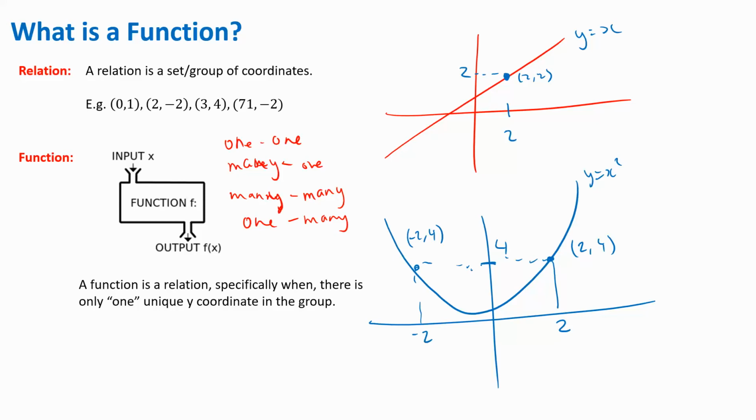In the function, there's only one 4. You can have many x's if you want, but you can only have one 4. So this is a many-to-one function. That's a one-to-one function. Yes?